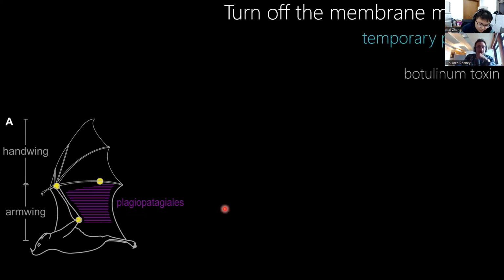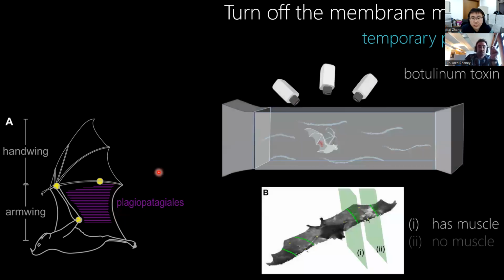So in this case, what we did was we injected each of these muscles with botulinum toxin. So Botox is what it's commonly referred to. This causes a temporary paralysis that lasts for weeks, but not months or years. And the bats thankfully do recover. And so we could turn off the muscles and then fly them. In this case, again, we flew them in the wind tunnel. We set up cameras above them, and we could measure the shape of the wing.